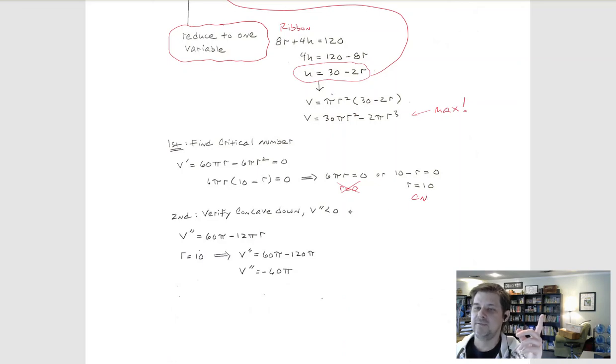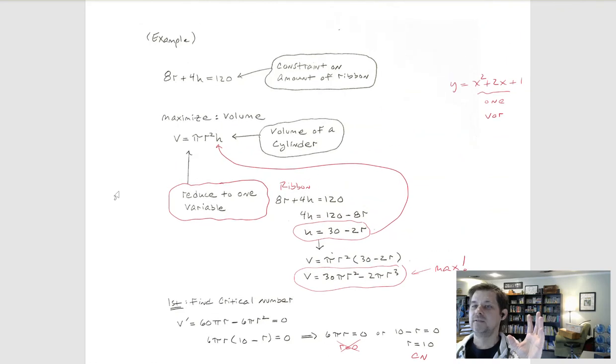Now what's the next step? Verify that the equation that I'm maximizing, this thing right here, is concave down at my critical number. To be concave down means the second derivative of this is negative. So let's see, I have my first derivative here. My second derivative is here, 60 pi minus 12 pi r, okay. I'll put my critical number of 10 into it. I get 60 pi minus 120 pi. If I subtract those, I'll get negative 60 pi. You could round that, but it's definitely negative, okay? So that proves that there is a maximum value when r is 10. So looks like we got our answer.